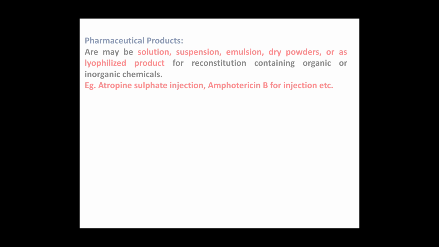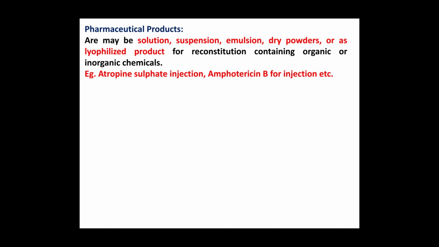Starting with the pharmaceutical products, they may be solution, suspension, emulsion, dry powders, or a lyophilized product for reconstitution, containing organic or inorganic chemicals. Examples of pharmaceutical products that come under the parenteral category are atropine sulfate injection and amphotericin B for injection.